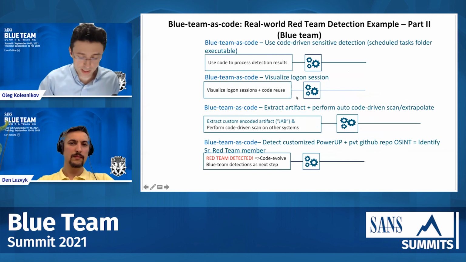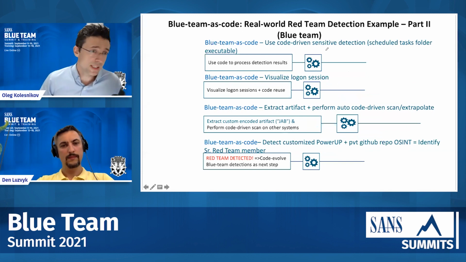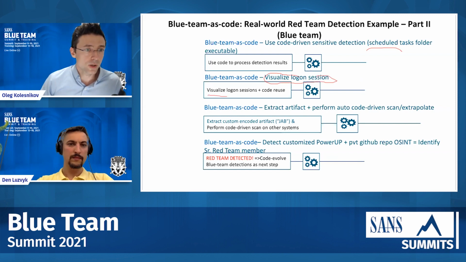And on the blue team side, we had a fairly sensitive use case where we looked for scheduled task folder drops, and it was actually a bit broader. We also looked at unusual executables from the temp folder and some of the AppData folders, and then the analyst pivoted on that to visualize the logon session. Through code reuse and code-assisted detection, we were able to detect some suspicious artifacts, extract them and apply them across other systems, and then eventually detect the customized PowerUp with the private GitHub repo.